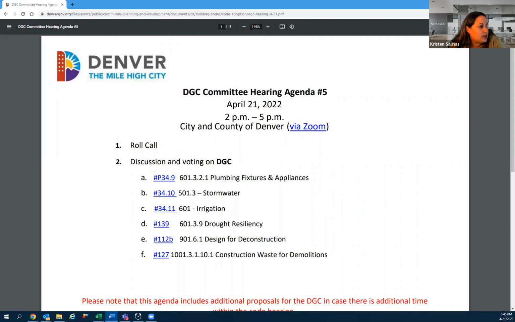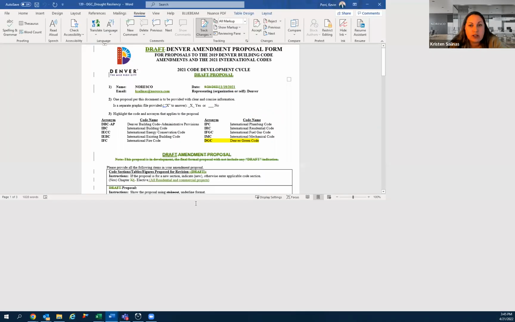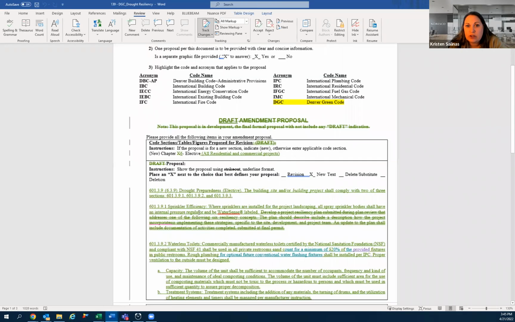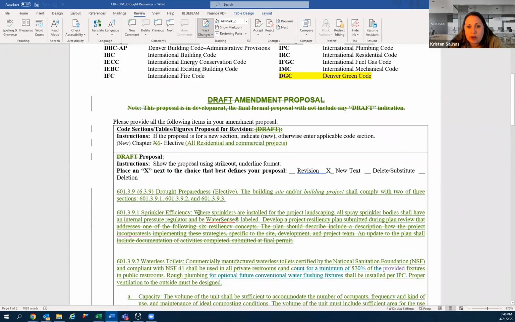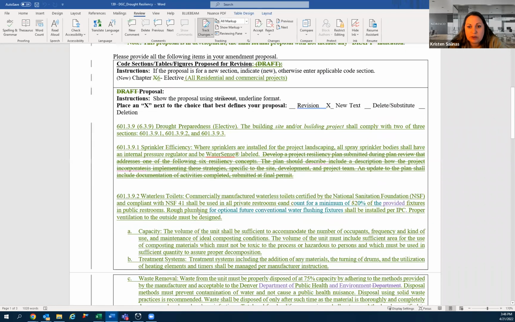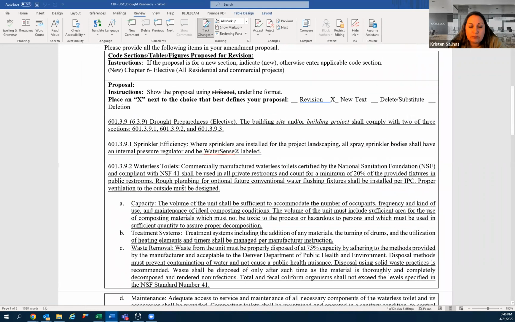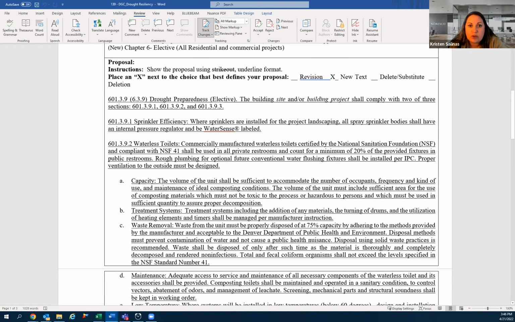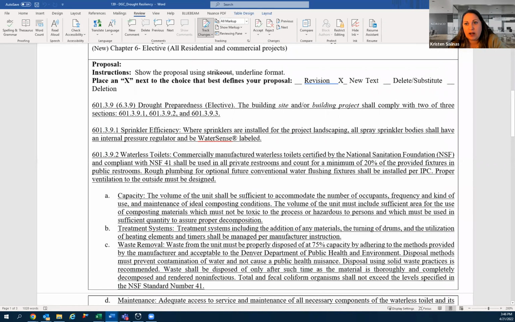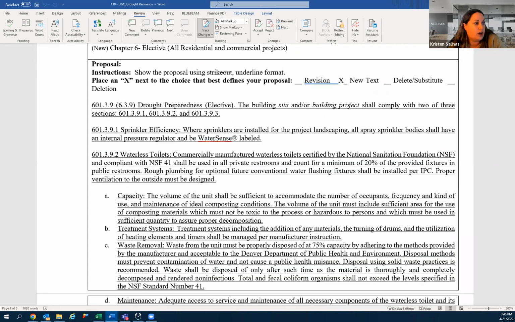So the first section is irrigation sprinkler efficiency, looking at all the spray sprinkler bodies would have internal pressure regulators and be WaterSense labeled. So although we've got irrigation requirements spread out through multiple proposals, this one is an addition and would make sure that those sprinklers that are installed have regulators and can additionally reduce the amount of water used for sprinklers.